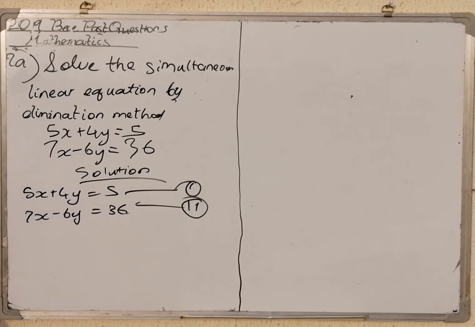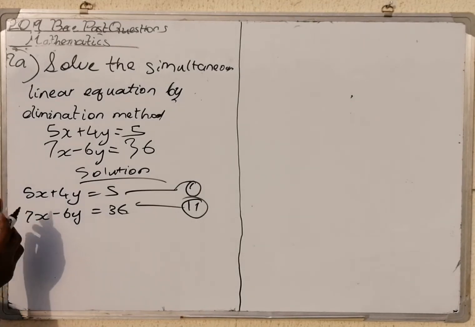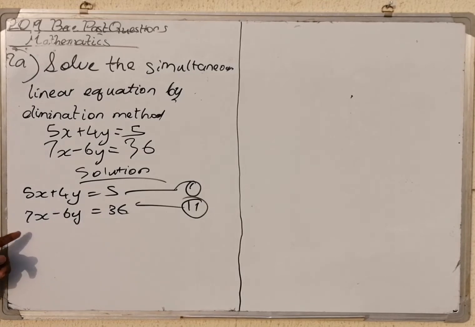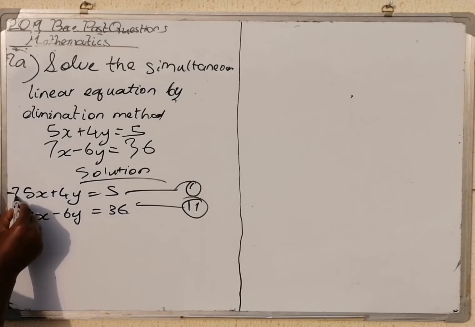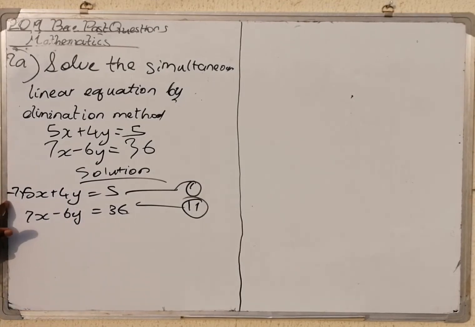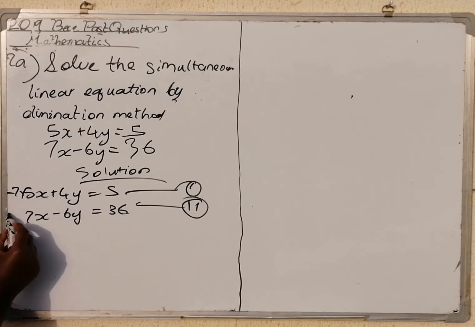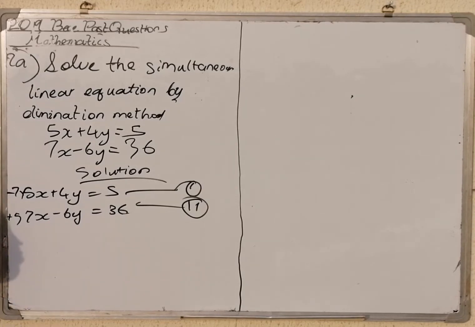Since these are two different equations, now we will multiply equation 1 by the negative coefficient of x in the second equation, which is minus 7. So we multiply minus 7 all through by equation 1. Now we also multiply the positive coefficient of x in the first equation by equation 2, which is plus 5. Oh, I made a mistake.